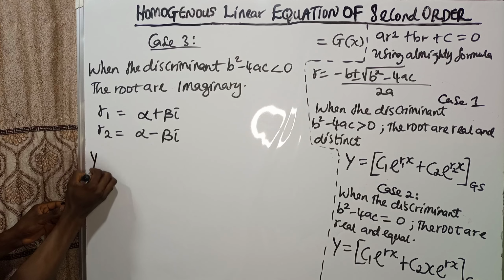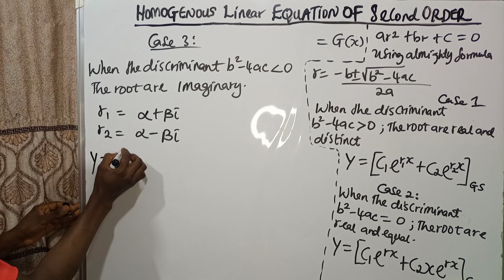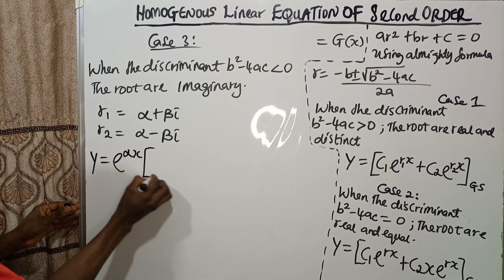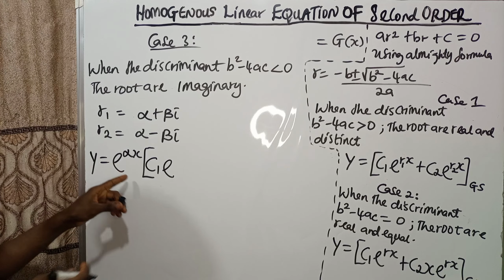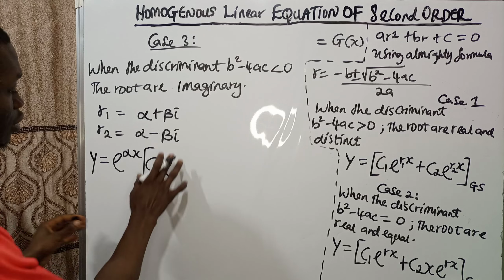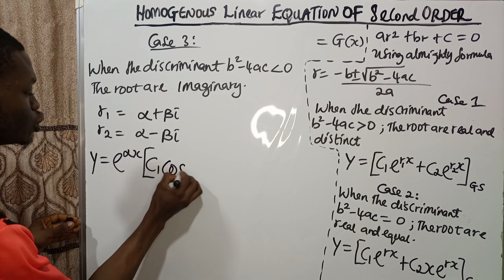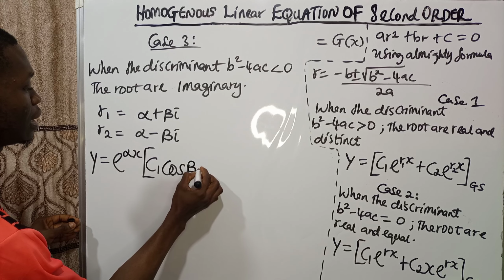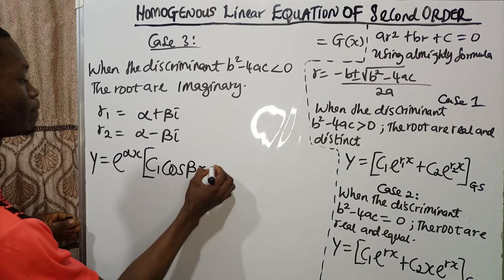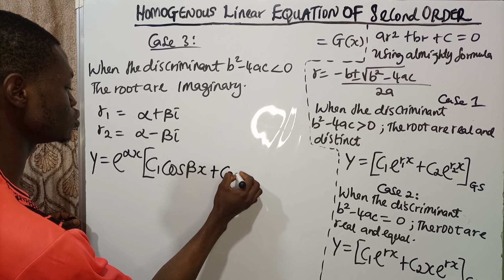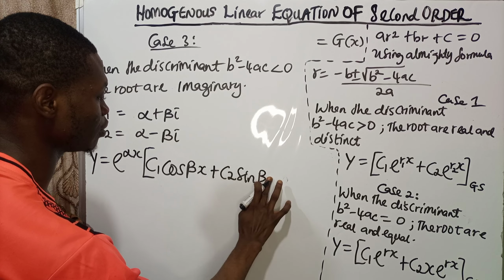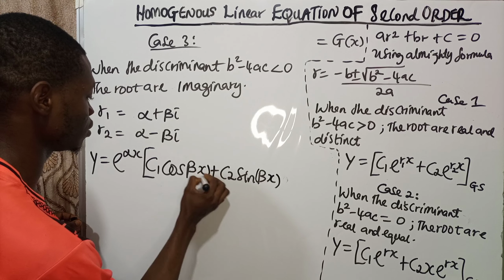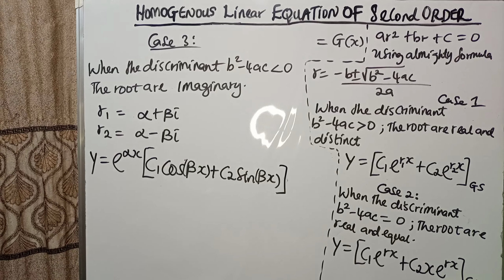Now the general solution y equals exponential alpha x, then bracket c1 cos beta x, plus c2 sine beta x. I hope you can see it from there.